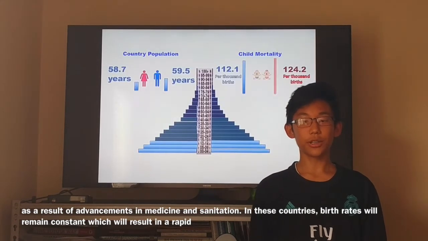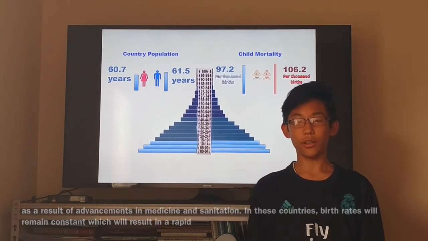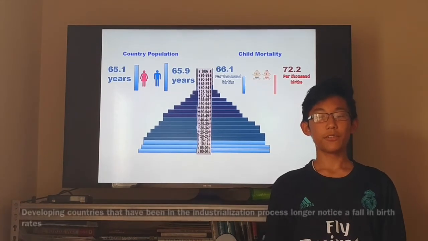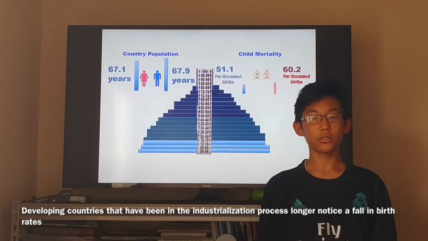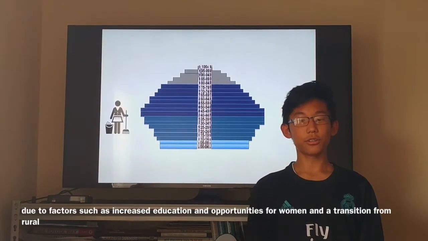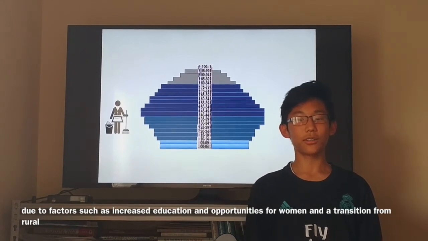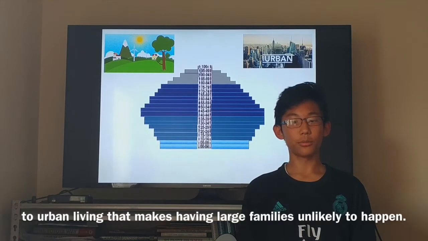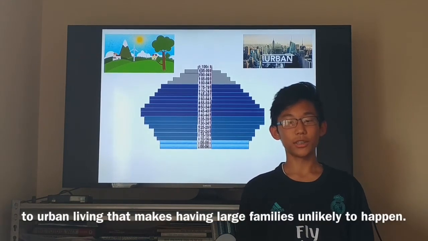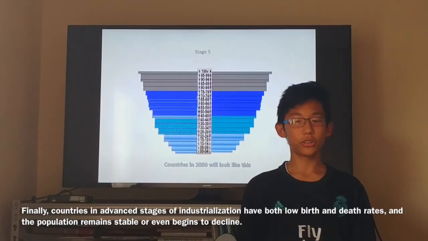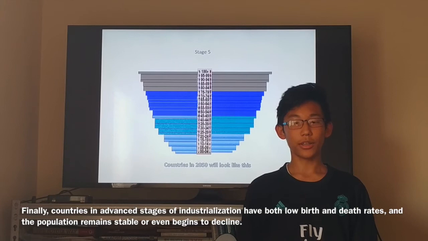In these countries, birth rates will remain constant, which will result in a rapid increase in population because of the lower death rates. Developing countries that have been in the industrialization process longer notice a fall in birth rates due to factors such as increased education and opportunities for women and a transition from rural to urban living that makes having large families unlikely to happen.